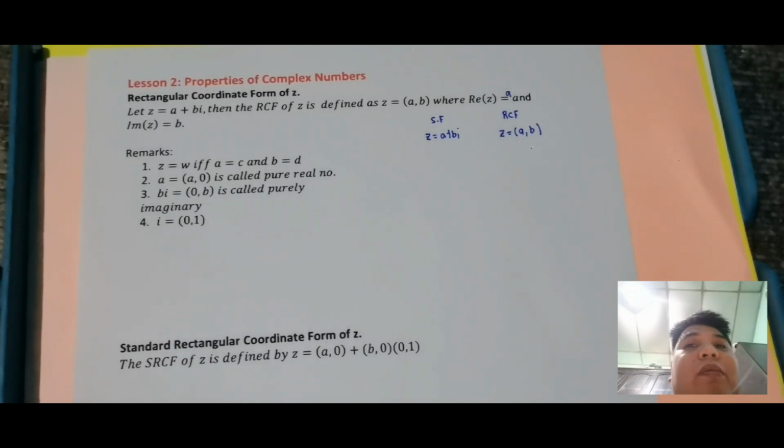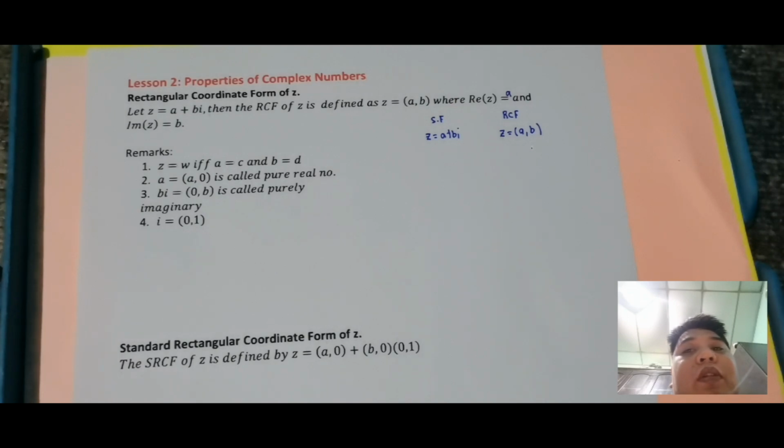Okay, so remark, let's have the following remark. So, ito, based from definition nakaraan, number 1, let Z is equal to W, if and only if A is equal to C, and B is equal to D. Ito yung definition of equal complex number. So, in terms lang to ng RCF.